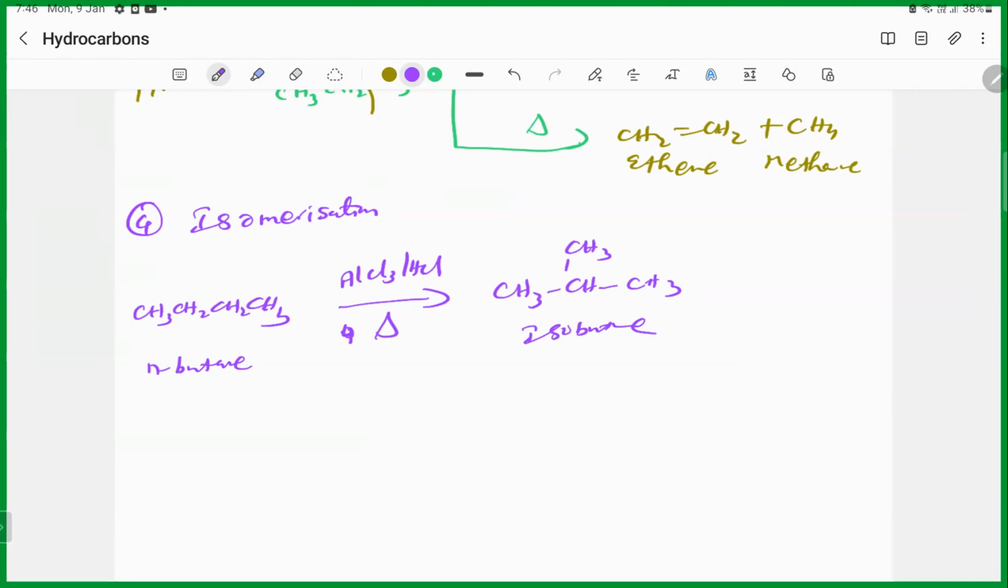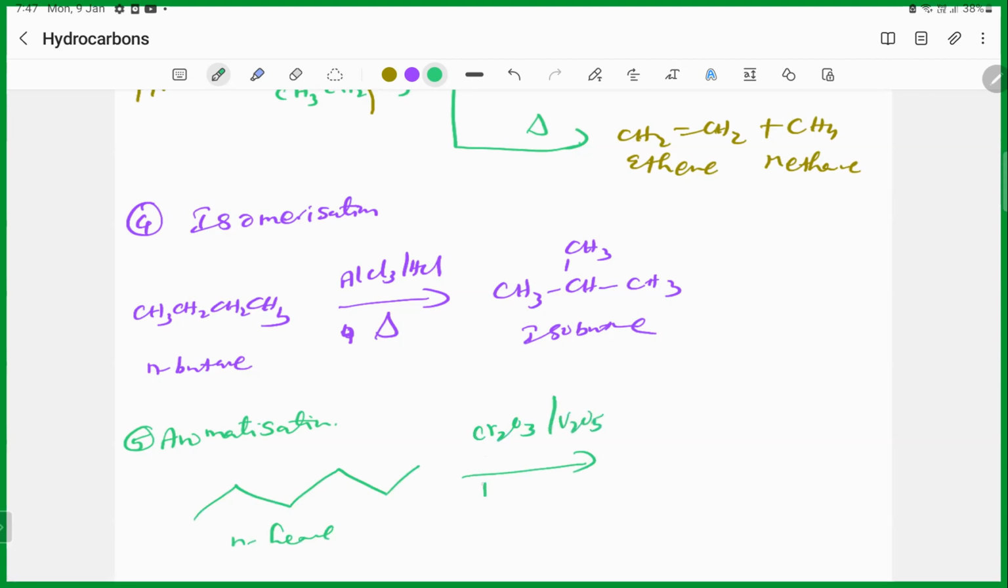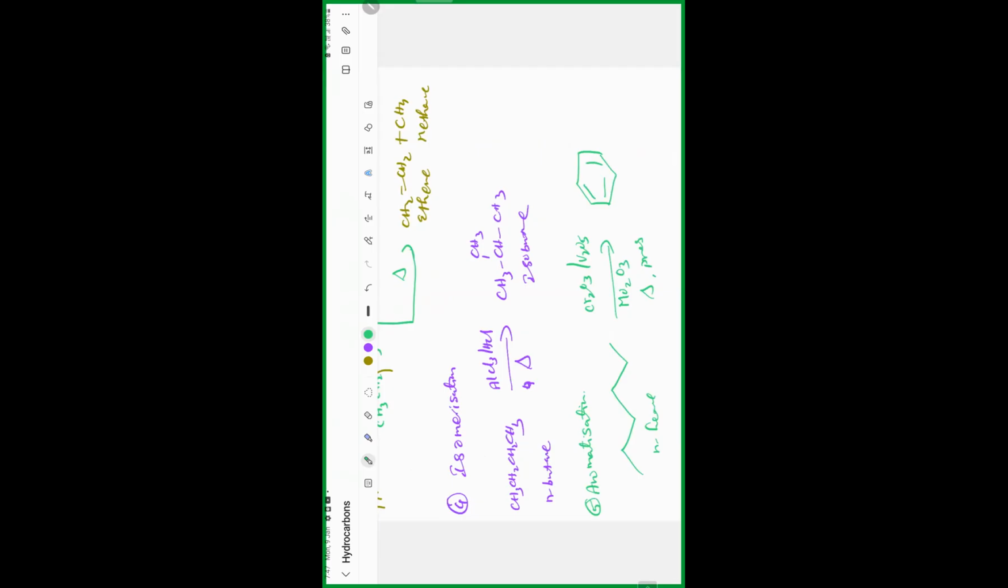And then the last reaction is aromatization. When you have n-hexane, carbons 1, 2, 3, 4, 5, 6, this is called n-hexane. This n-hexane, you treat with chromium oxide Cr2O3 or vanadium pentoxide or molybdenum oxide, with heating and pressure, and it will become benzene. So it's a very high reaction. It will convert it into benzene.